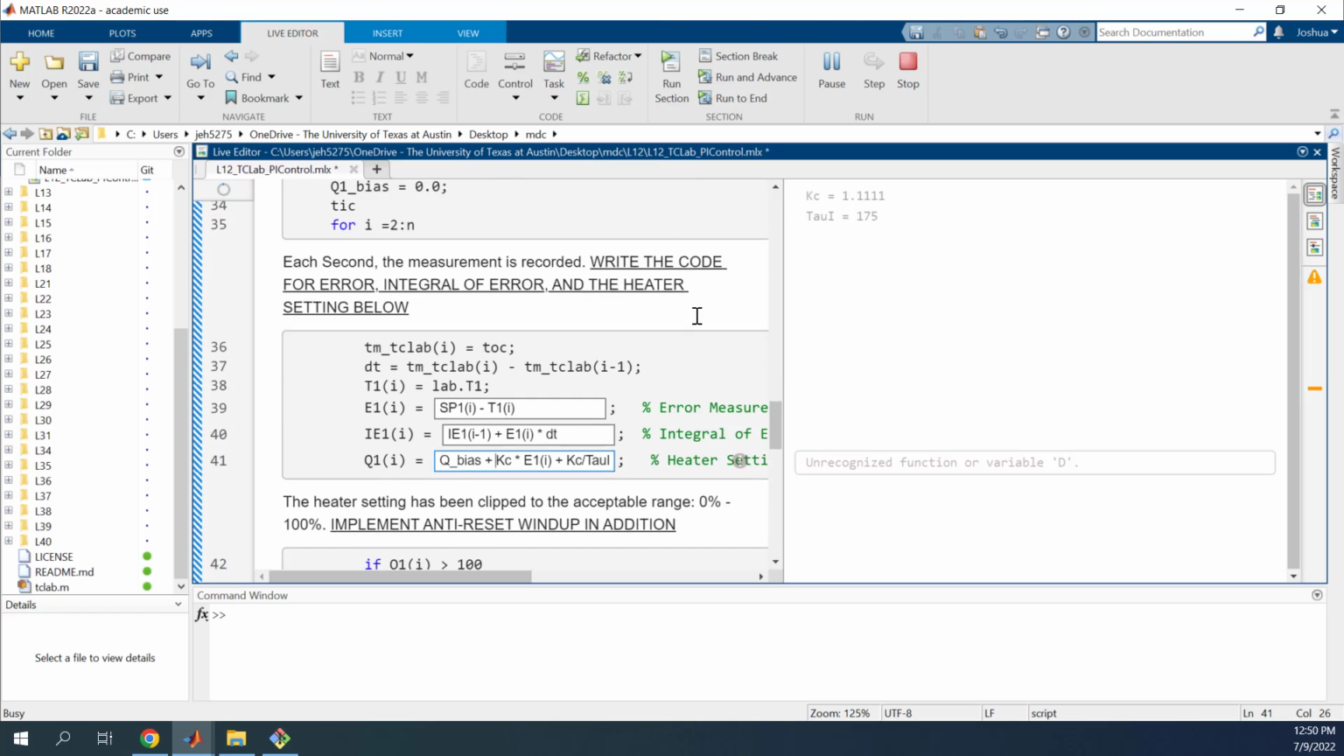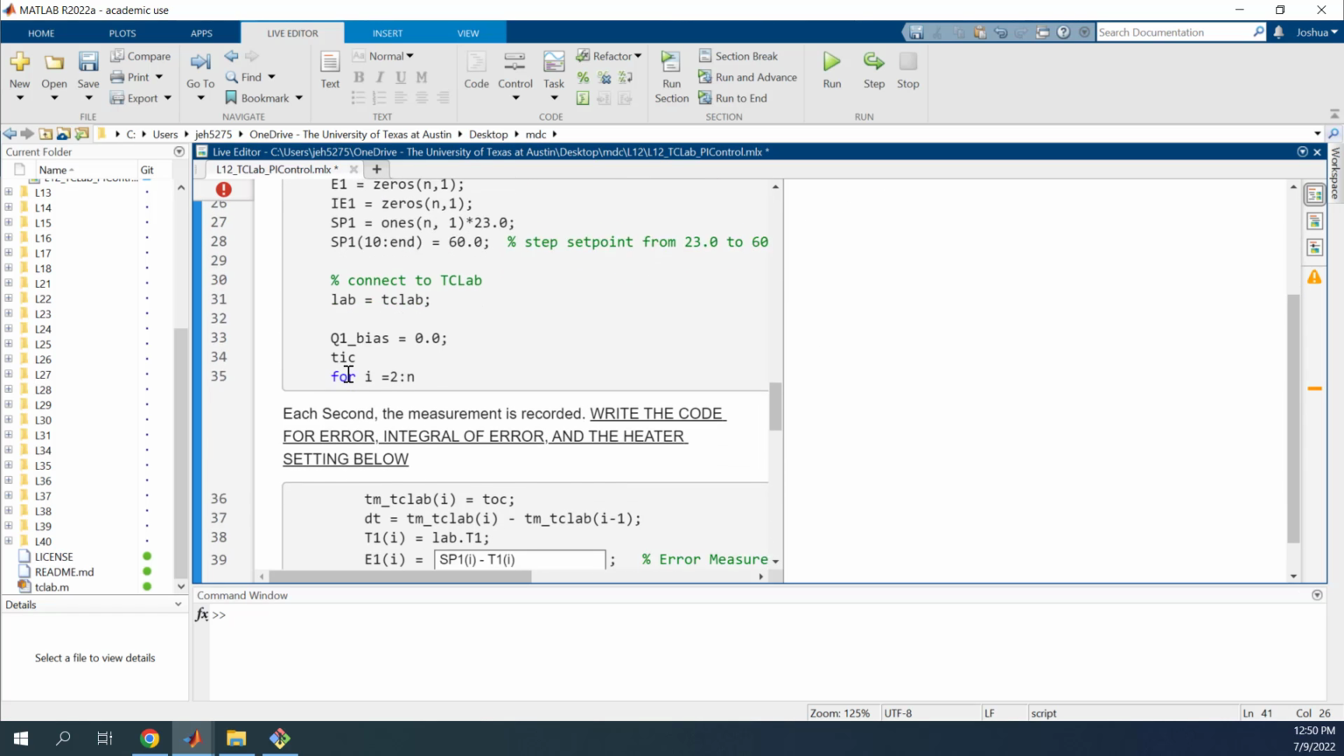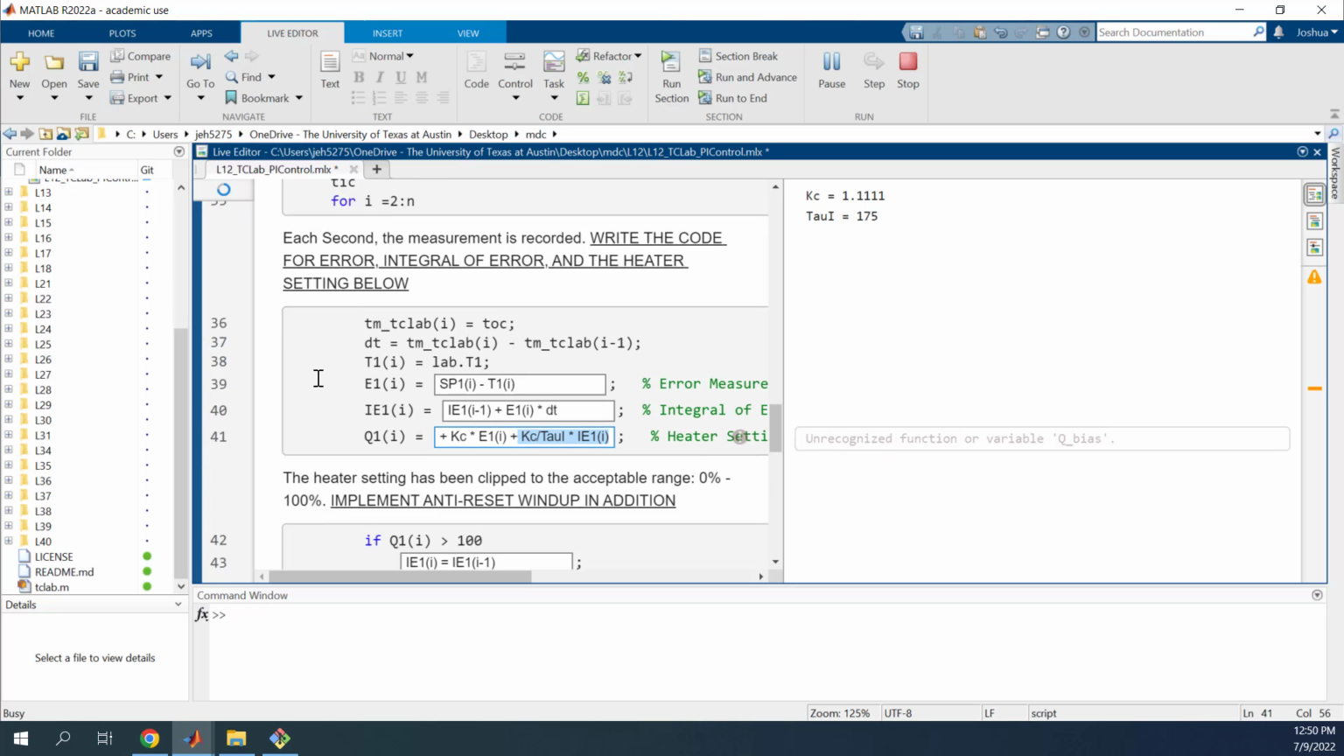Make sure that we spelled everything right. Actually, let's let MATLAB tell us if we spelled something wrong. We'll get an error pretty soon here. Q underscore bias. Q1 underscore bias. Can't do anything right. One thing I like about the live editor is you can see what segment of code is running by this little bit right here.